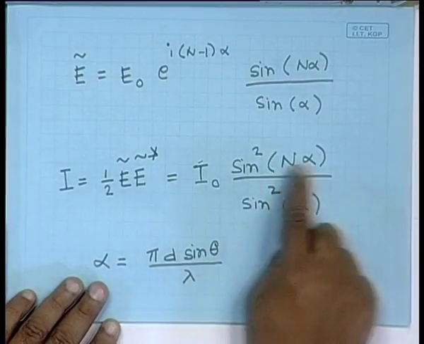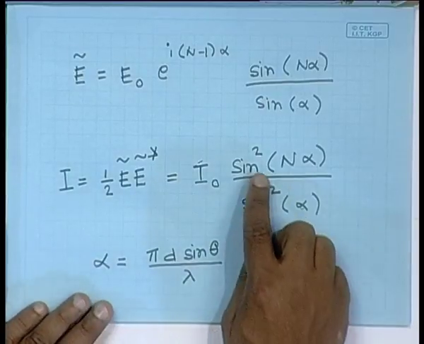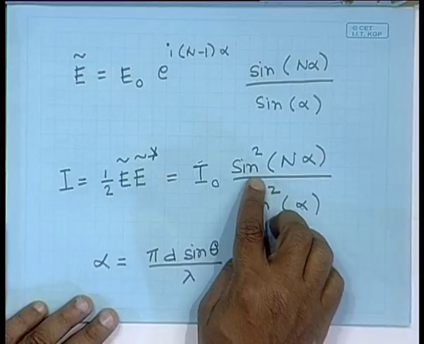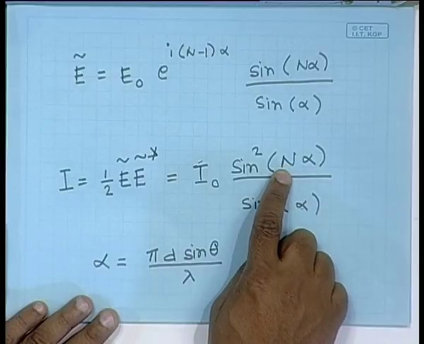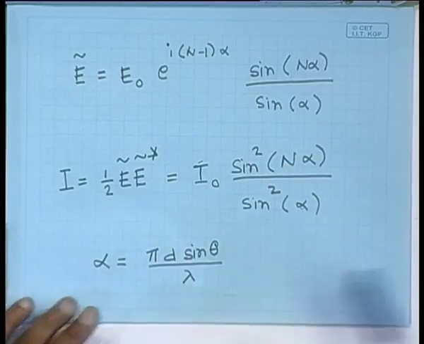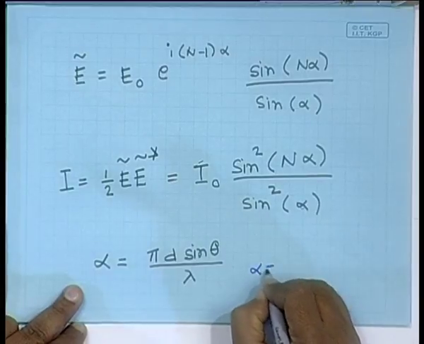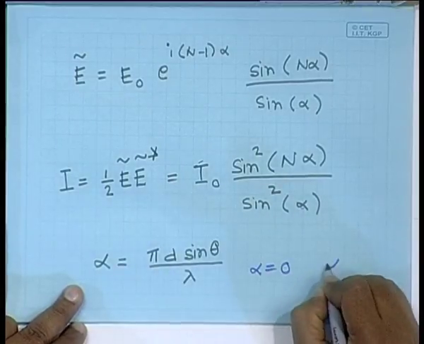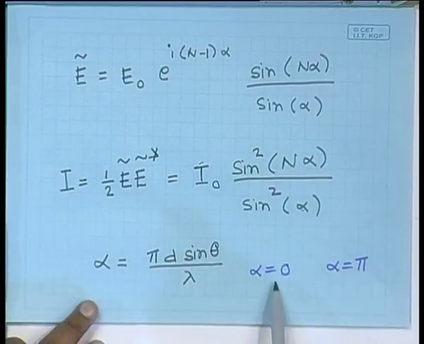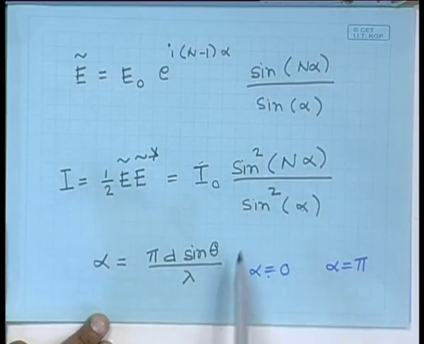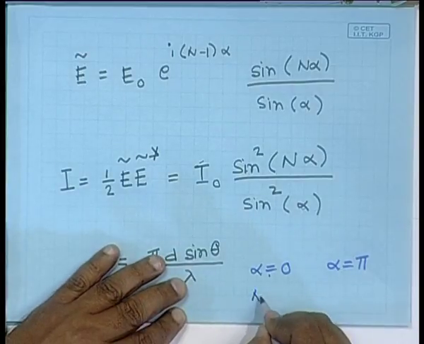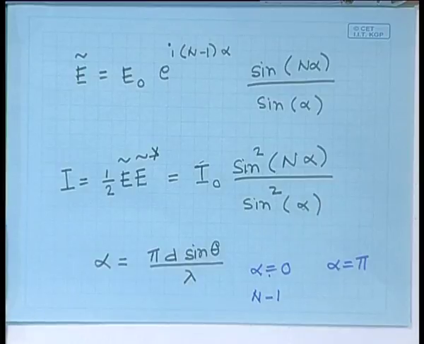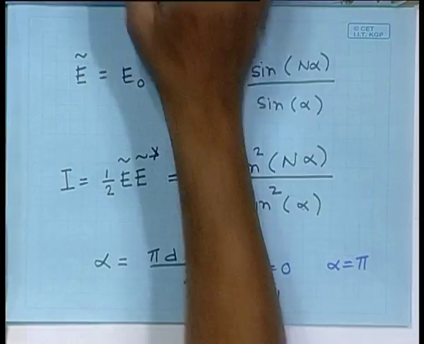Now, let us look at the numerator. As alpha is increased, the numerator goes to 0 n minus 1 times in between. So, alpha starts from alpha equal to 0 and then alpha goes to pi. The denominator has gone from one 0 to another. How many times does the numerator become 0 in between? It should be quite obvious that the numerator becomes 0 n minus 1 times in between. This is what you see over here.